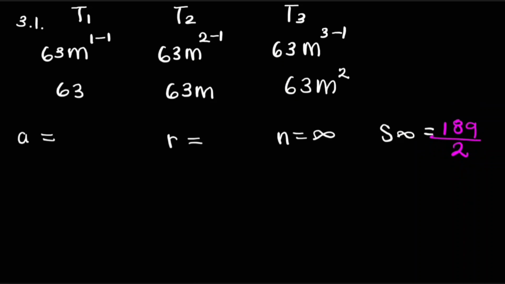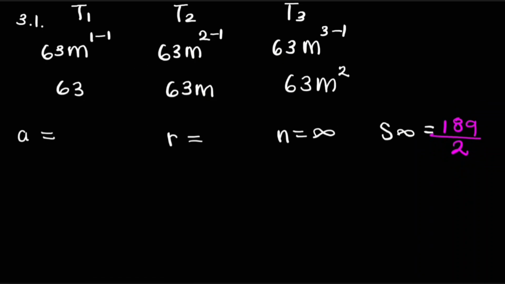So remember that a is the first term that you calculated. We have 63. Now to get r, you can take the quotient of any 2 consecutive terms. So I'm going to use the second term and the first term. 63m over 63. What happens here is the 63's cancel out. So r is actually m.